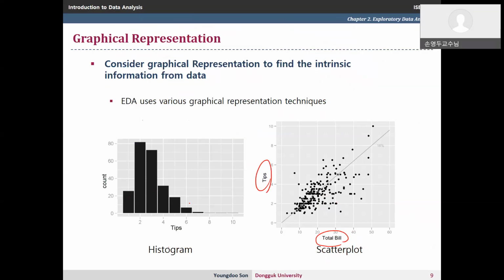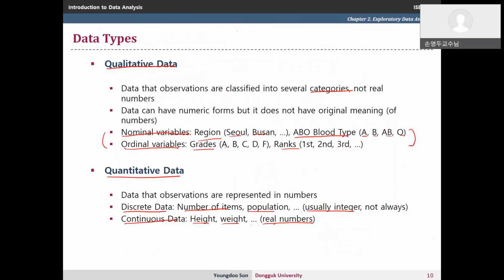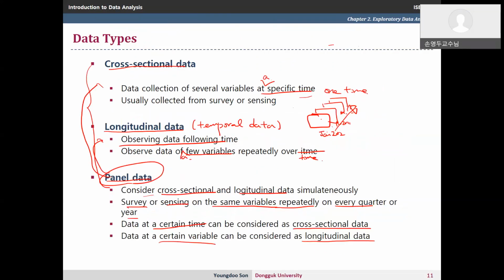And the graphical representation can help us understand the structure of data by histograms or scatter plots. And we saw the data types called quantitative data and qualitative data. We have nominal and ordinal variables for the qualitative data, and discrete and continuous data types for the quantitative data. And we saw cross-sectional, longitudinal, and panel data.